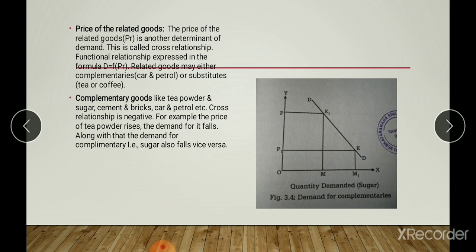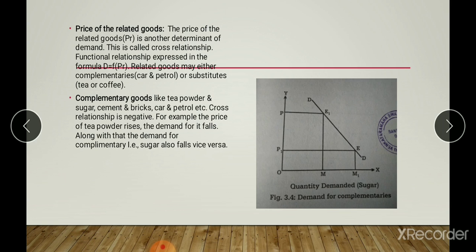Cross relationship is negative in this case. The relationship between complementary goods is negative because, for example, if the price of tea powder rises, the demand for it also falls, right? Along with that, the demand for the complementary good, that is sugar, also falls, and vice versa. That means if the price of tea powder rises, demand for it falls, as well as the demand for the complementary good like sugar, right? These are examples for complementary goods.